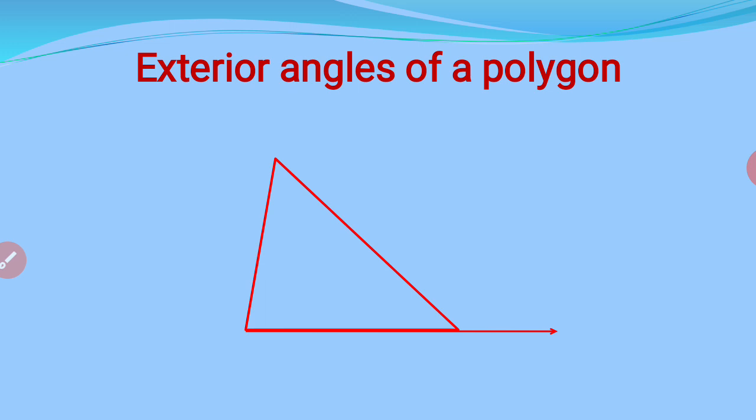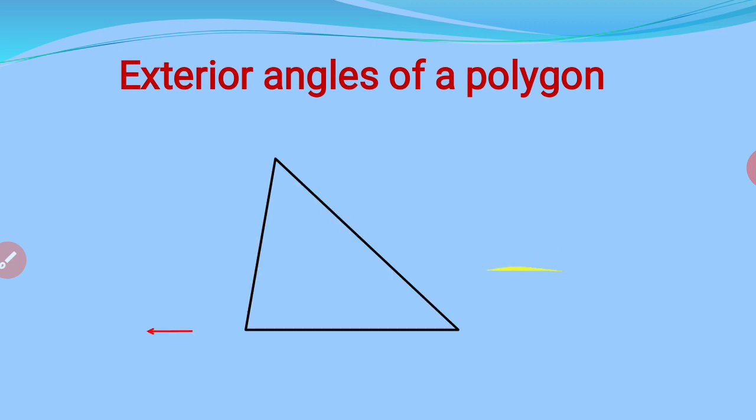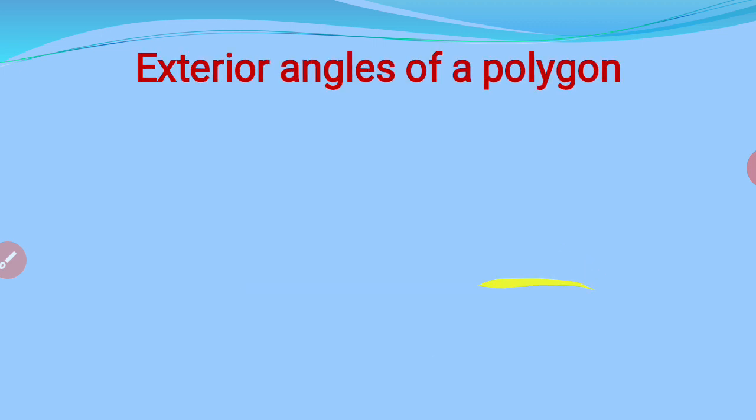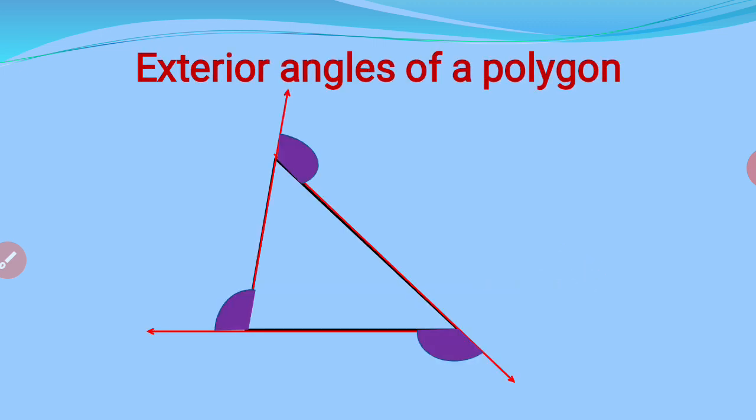So what we have done here is we have extended one of the sides, and the angle which is now shown is called an exterior angle. We have more figures like this. We can extend the sides on the other side also, and we get exterior angles. So these are 3 exterior angles, and another 3 on the other side.